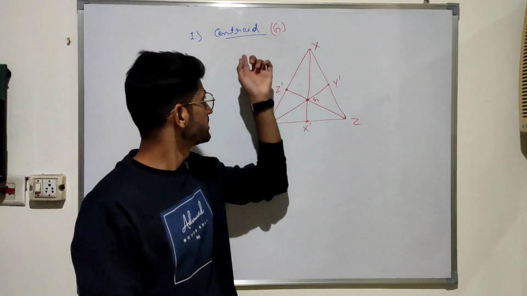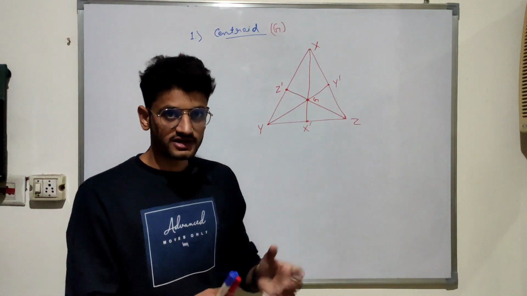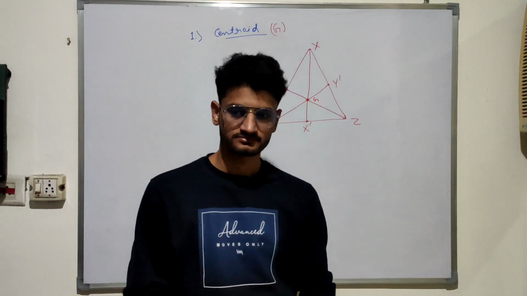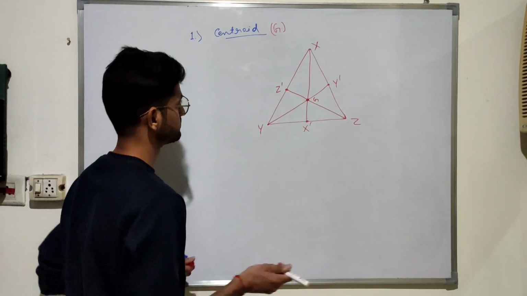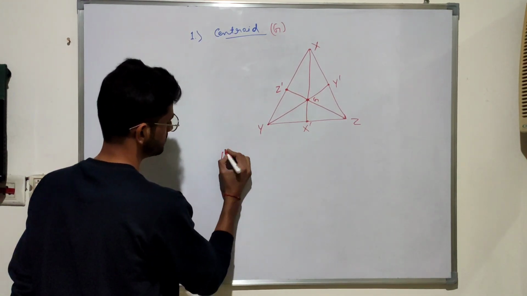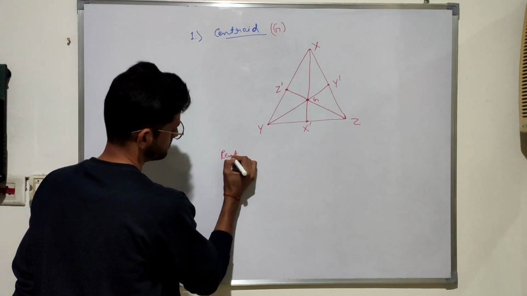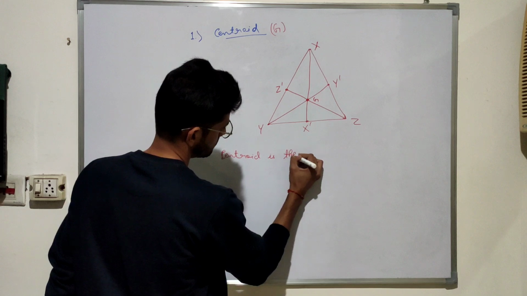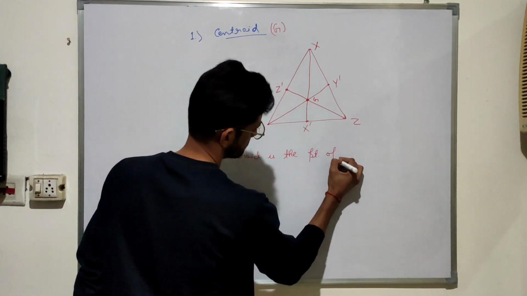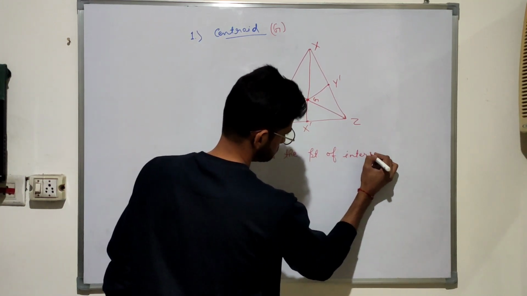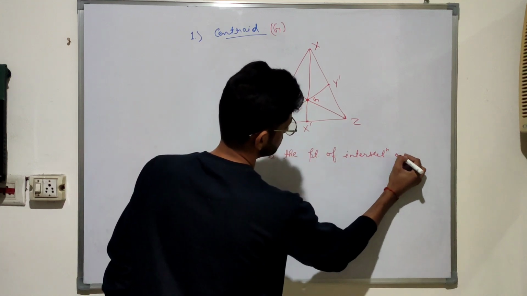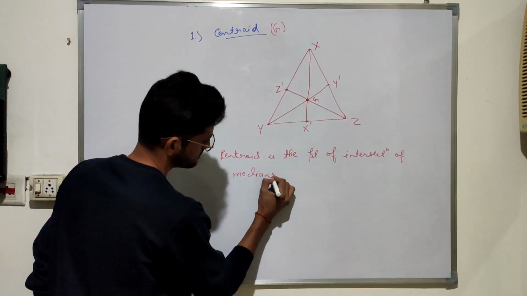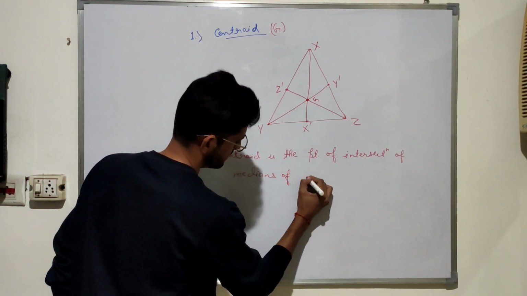So what is the centroid? The centroid is the point of intersection of medians of any triangle. So here we can write: centroid is the point of intersection of medians of a triangle.